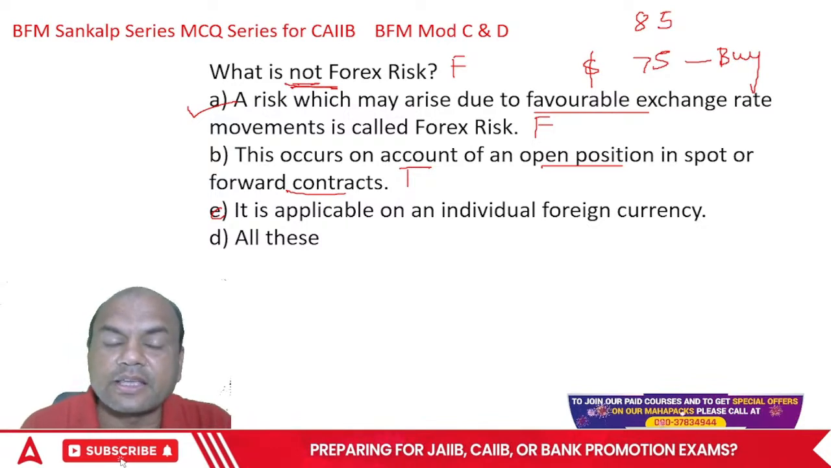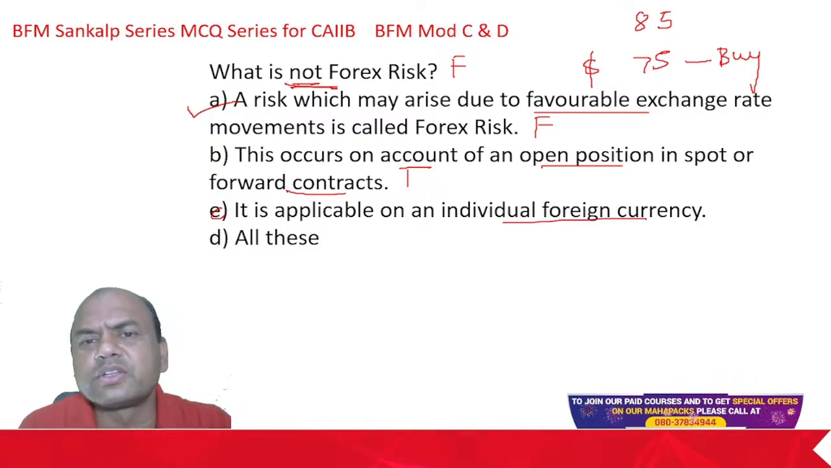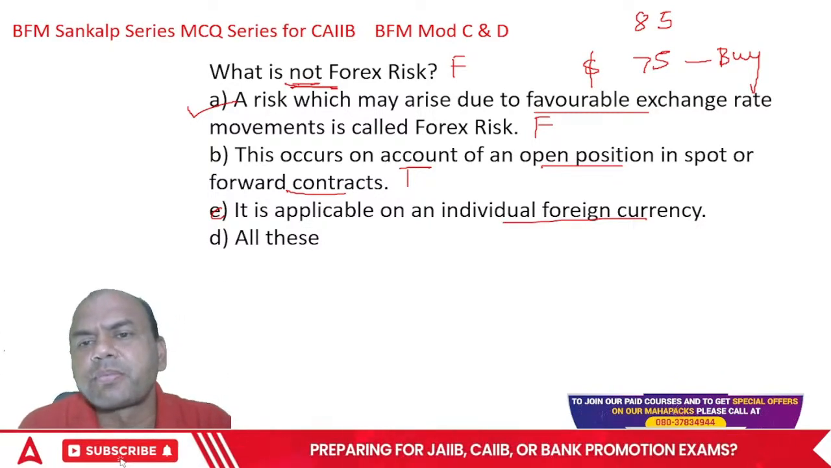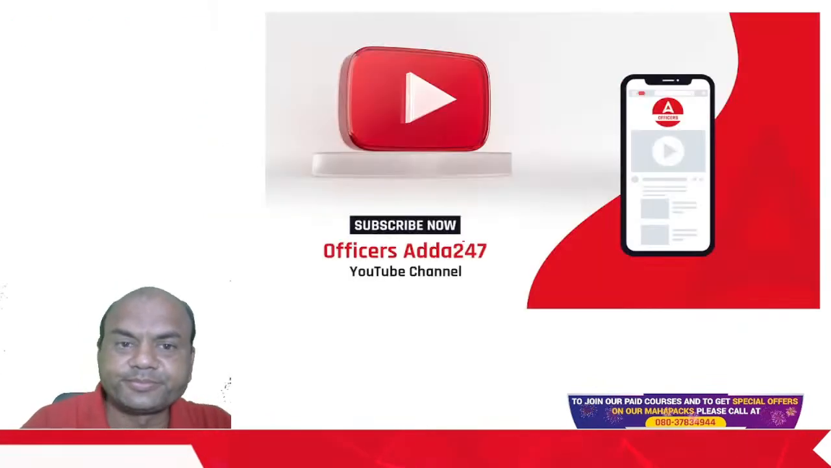Now just for checking this, as we are in the study mode, it is applicable to individual foreign currency. That is also true. Individual foreign currency means the same logic. I bought dollar at 75 rupees and now it is 70. Then it is applicable, right? So this is true.